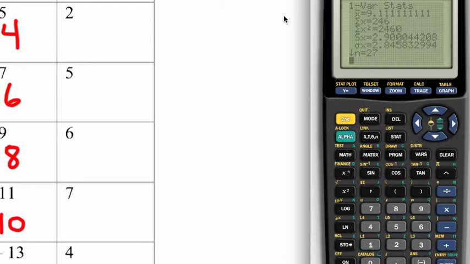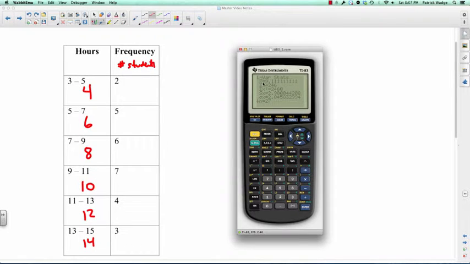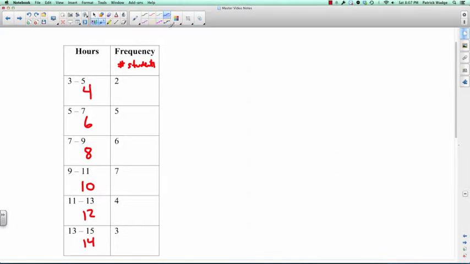All we have to do now is write it down. So the mean, remember that's the mean is 9.111. So mean equals 9.11.